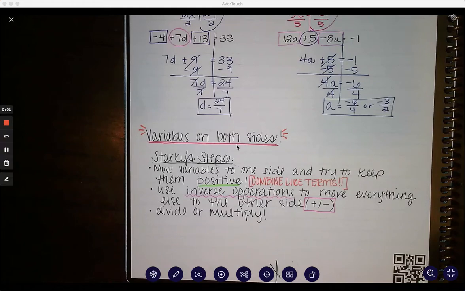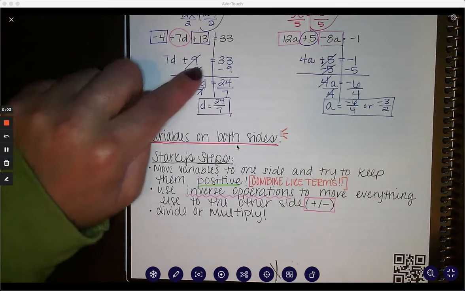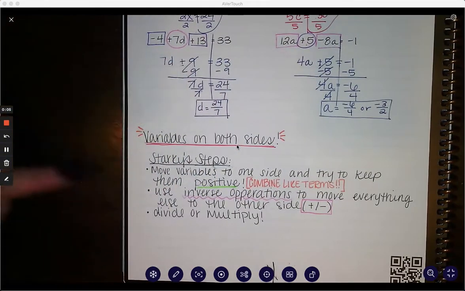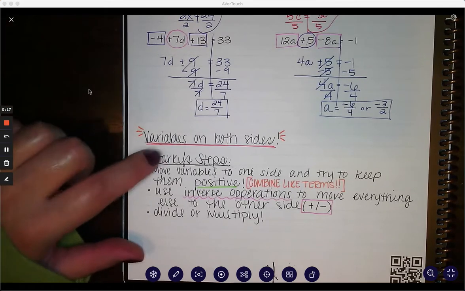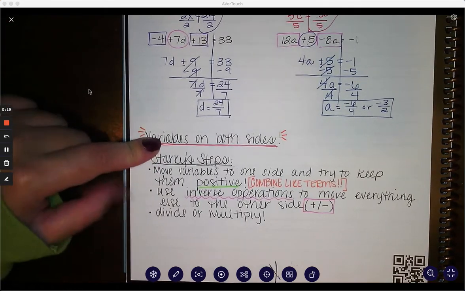Alright, hey guys. You see up here we have some of our previous examples that we did in our last lesson where we had some multi-step equations where we used the distributive property, combining like terms, and inverse operations. So now we're going to take it one step farther to this idea of variables on both sides.